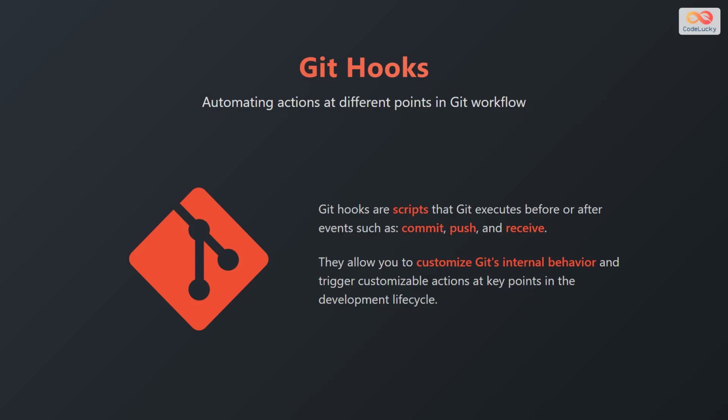Git hooks are scripts that automate actions at different points in a Git workflow. They are essentially scripts that Git executes before or after events such as commit, push, and receive. Git hooks allow you to customize Git's internal behavior and trigger customizable actions at key points in the development lifecycle.